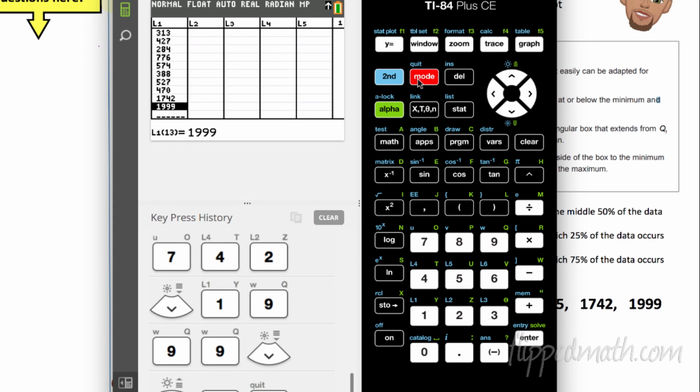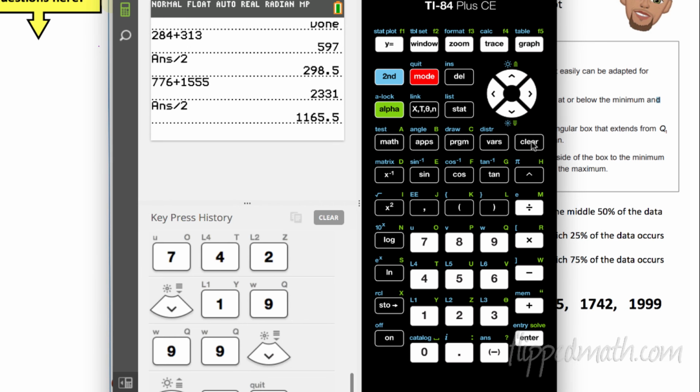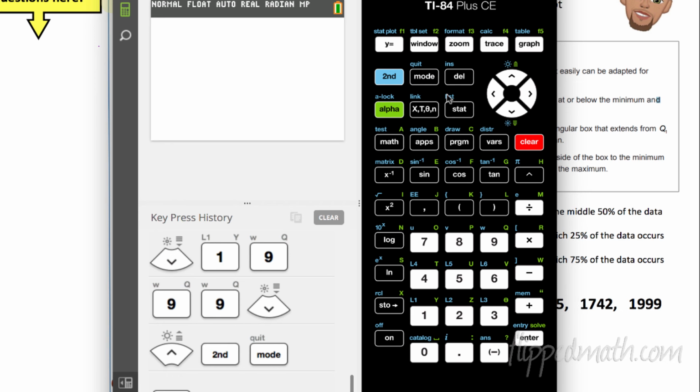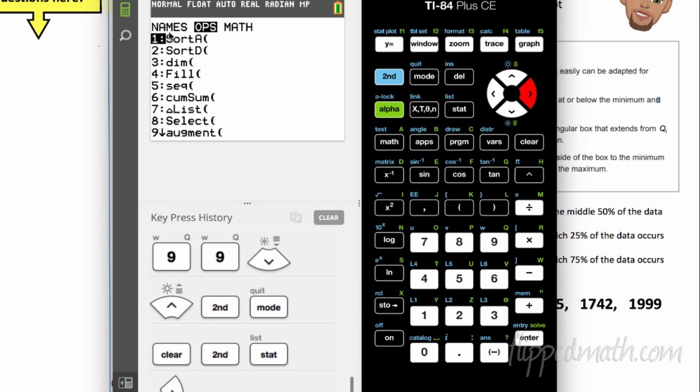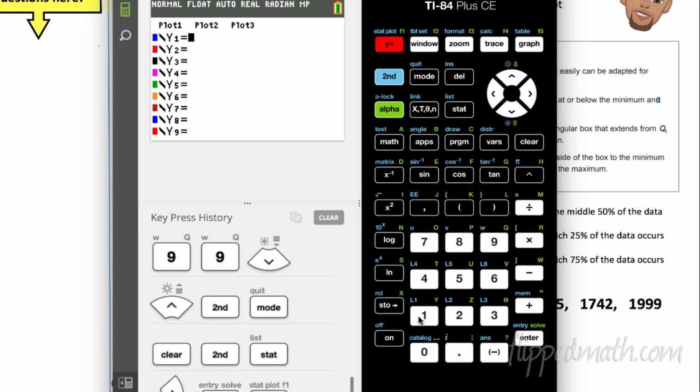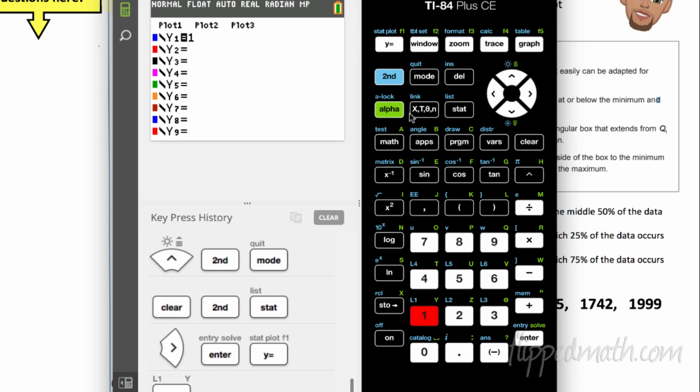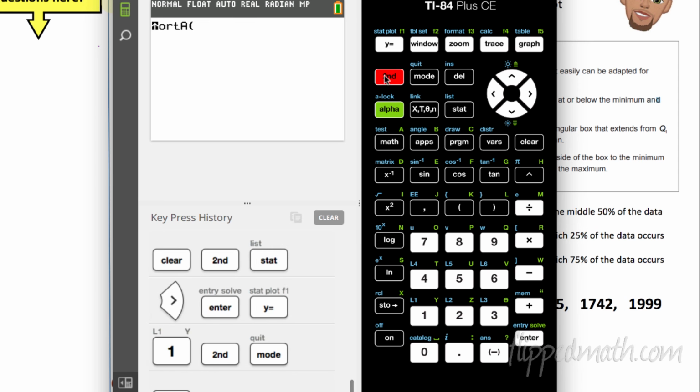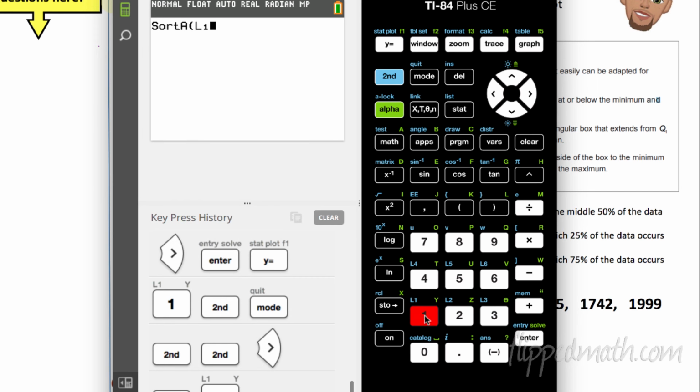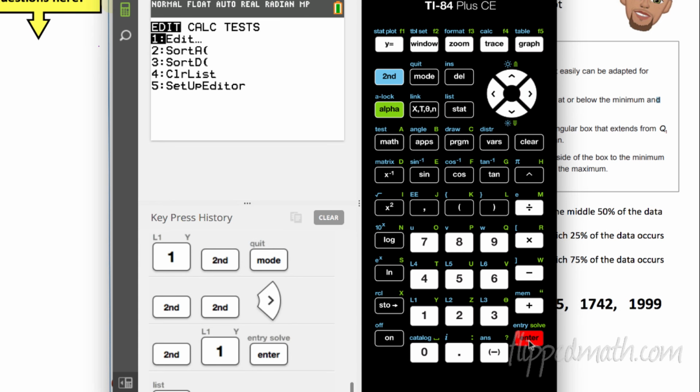So to put them in order here, I'm going to quit out of the lists, and then see this subheading where it says list. I'm going to go second, list, and go over to ops for the operations. The first choice is sort ascending. So I'm going to choose that and then choose L1. That's not what happened. See, sometimes that happens. So we're going to sort ascending, then choose L1 and hit enter, and it just says done. All right, well, that's not very entertaining.